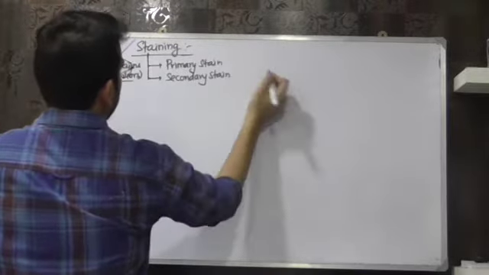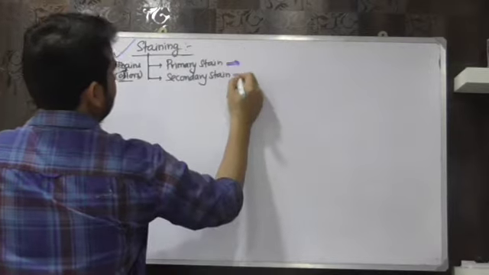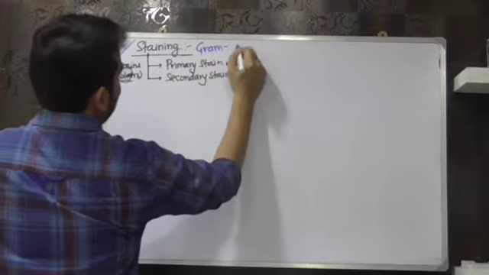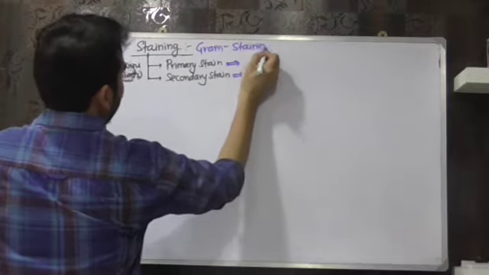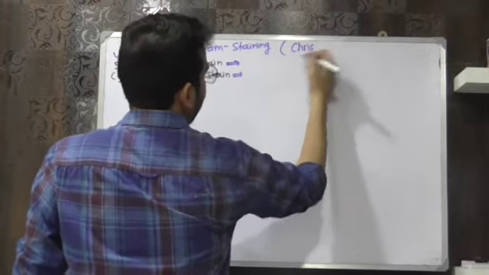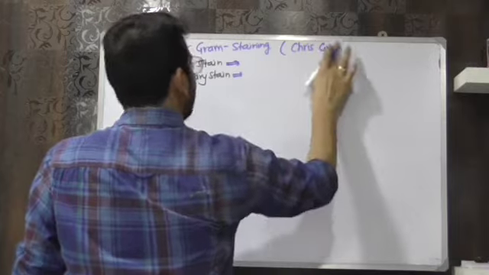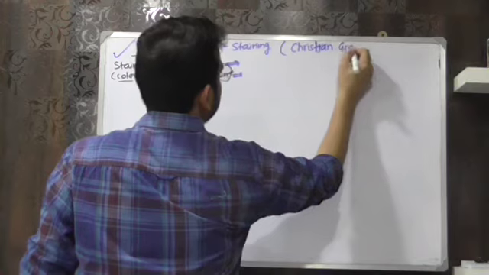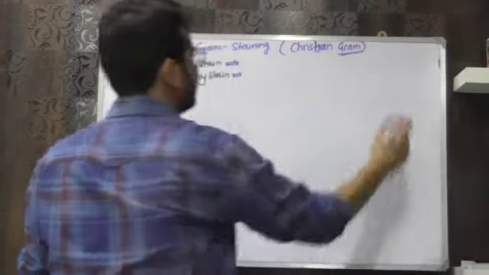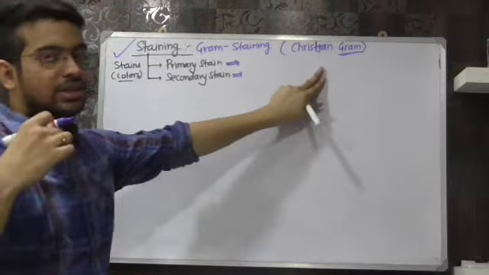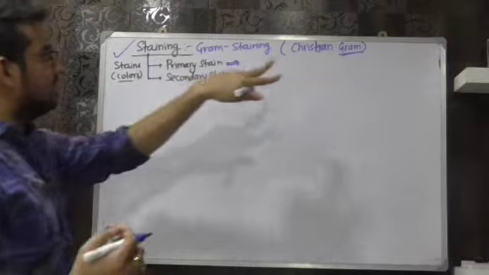Now, our process is called gram staining. It's called gram staining because it was discovered by Christian Gram. Sorry, not Christopher, it is Christian Gram. You just need this term, Christian Gram or C. Gram. He was a scientist, and on his surname you have this process, gram staining.